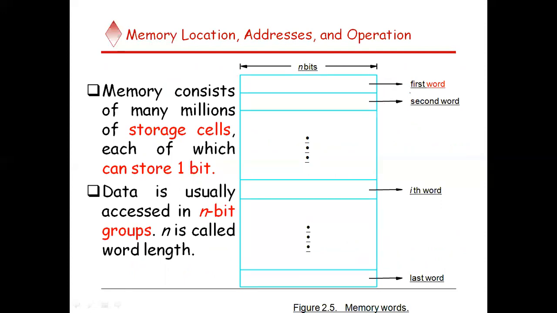So memory consists of many millions of storage cells, and each will be storing one bit of data. But always a group of n bits together will be taken from the memory and kept back into the memory. That we are calling as word, and that n is representing the word length because n bits are together. We can represent the same as number of bytes also, so n by 8 bytes, because 8 bits will be making 1 byte.